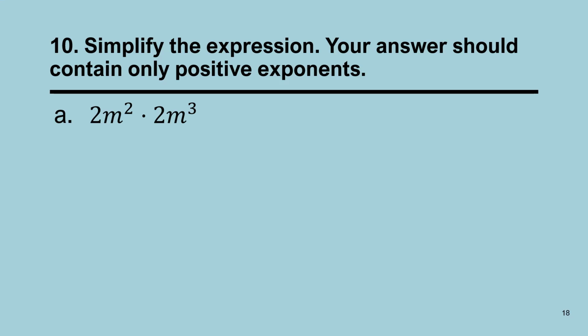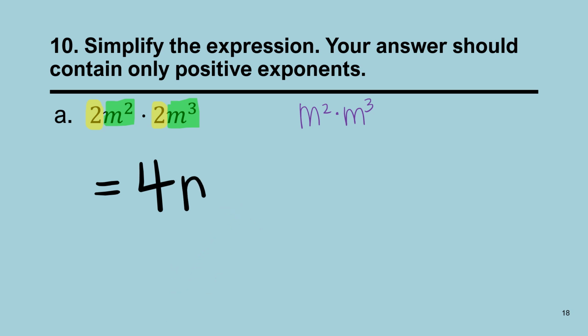All right, so simplify the expression. Your answer should contain only positive exponents. So we have 2m squared times 2m cubed. You're going to start by just multiplying the coefficients. 2 times 2 is 4. Now you're going to deal with the variables. So m squared times m cubed. These have a common base of m, and they're being multiplied. So we're going to add the exponents. So that's going to become m to the 5th.